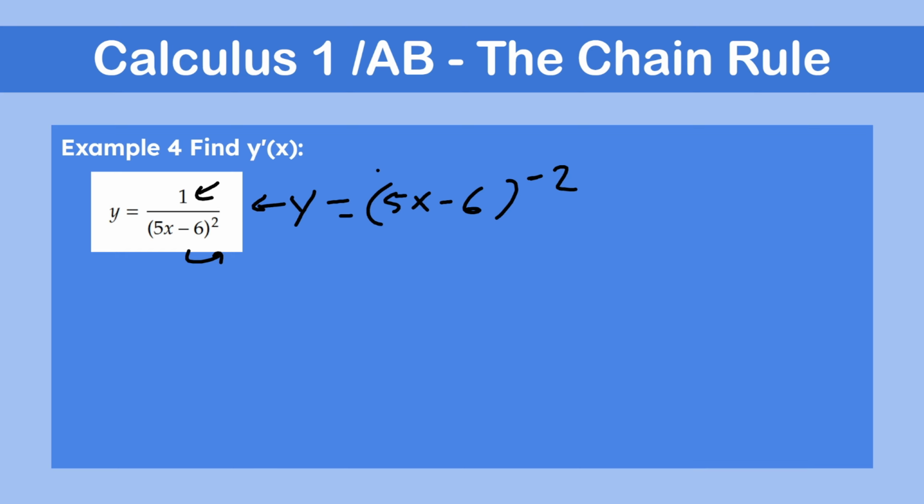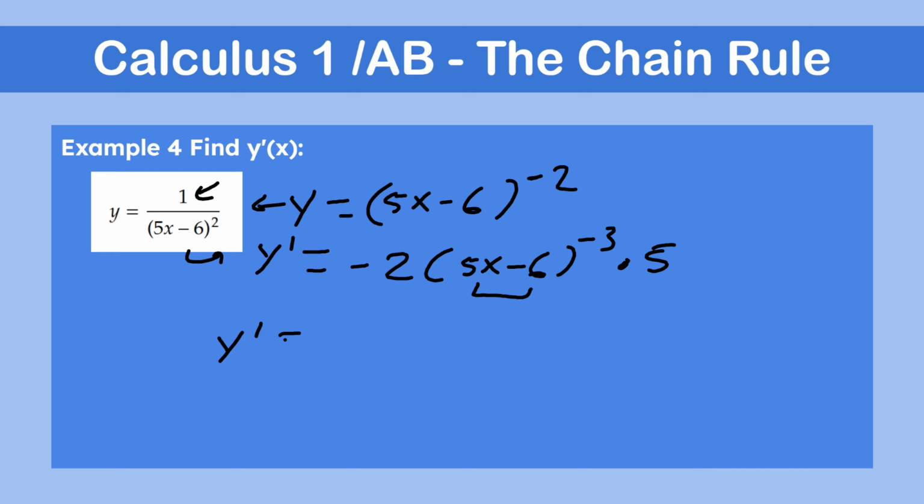So to find the derivative, or y prime, you take down the degree, keep the inside the same, subtract 1, then you multiply by the derivative of the inside, which is 5, and now you have that the derivative of y is negative 10 over 5x minus 6 cubed.